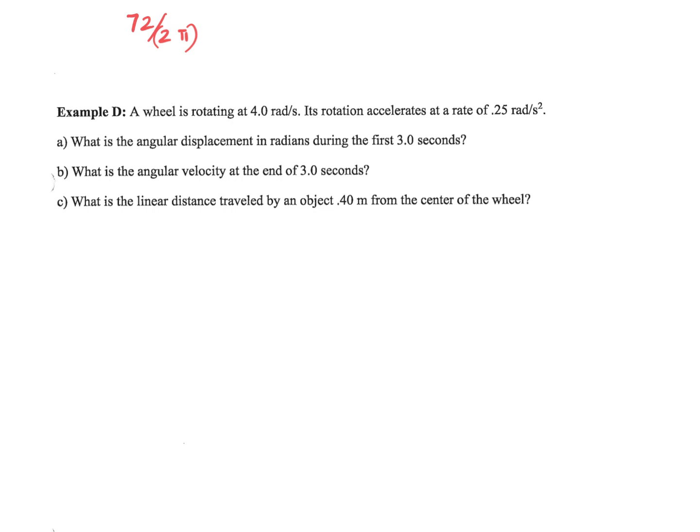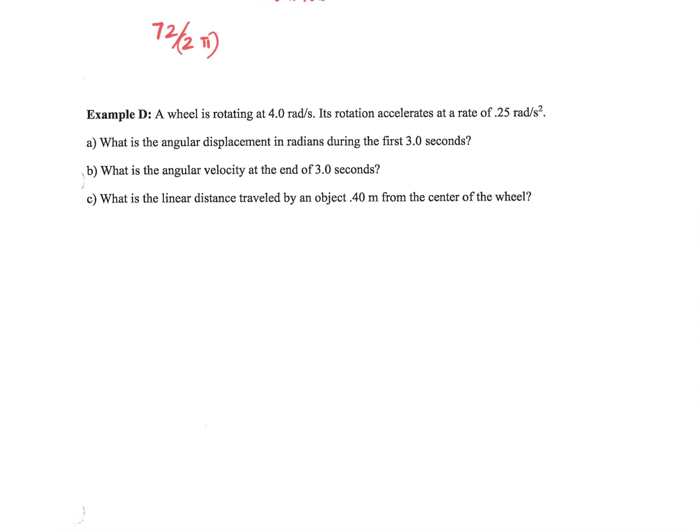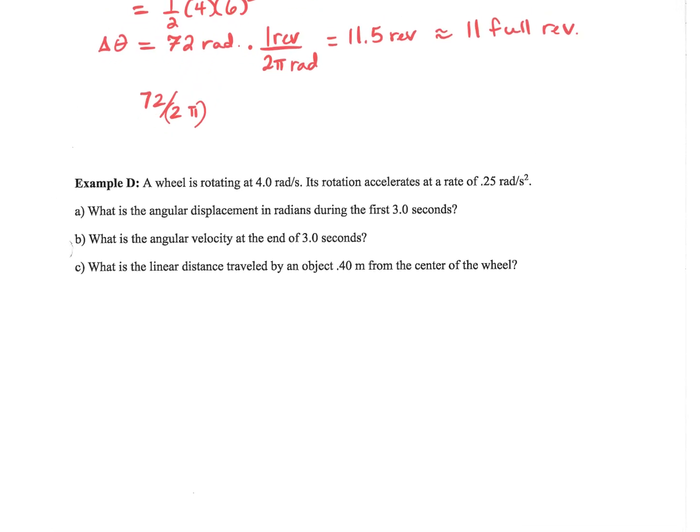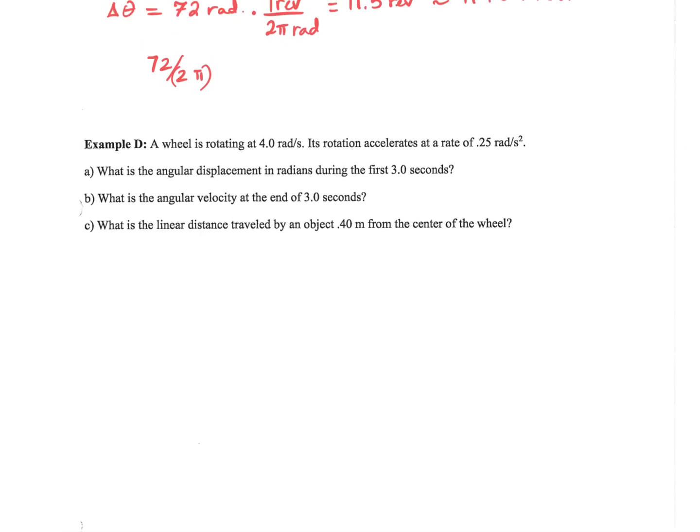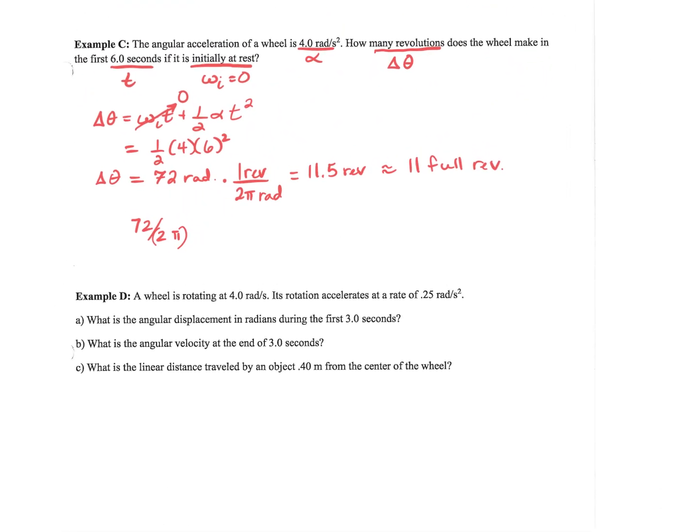A wheel is rotating at 4 radians per second. You know what? We've got like 1 minute. We're going to stop right here. We can't finish this last complete one, but you guys get the idea. If you can do kinematics, you can do rotational stuff.